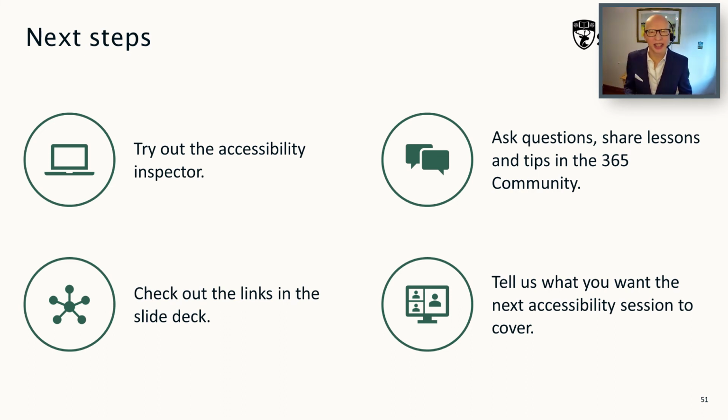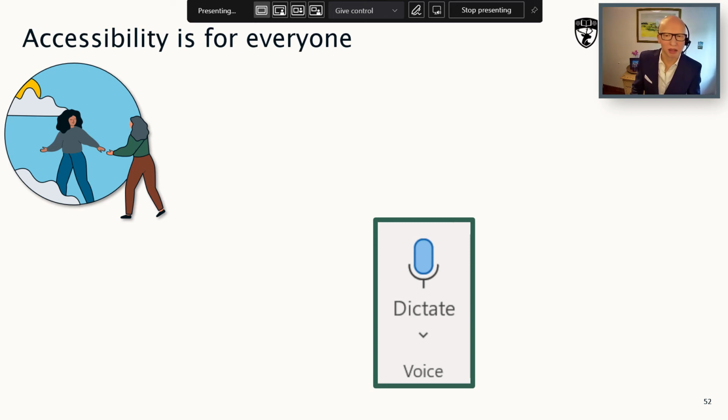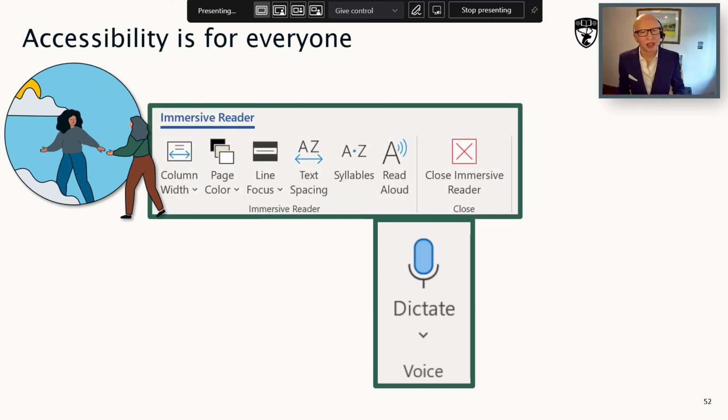And accessibility isn't only about making your content accessible for others. There are many accessibility tools and features that can make your life easier. For example, you can dictate documents and emails. You can use Immersive Reader to make content easier to read or have it read aloud to you. I use this feature often to help me to proofread documents.